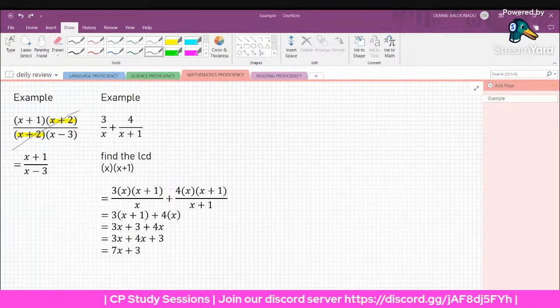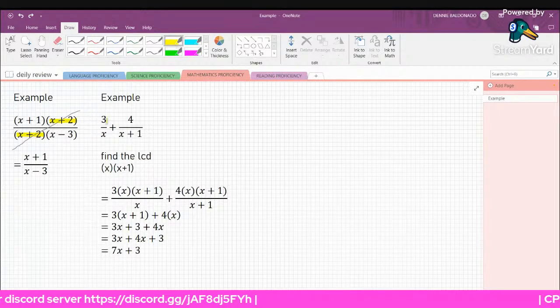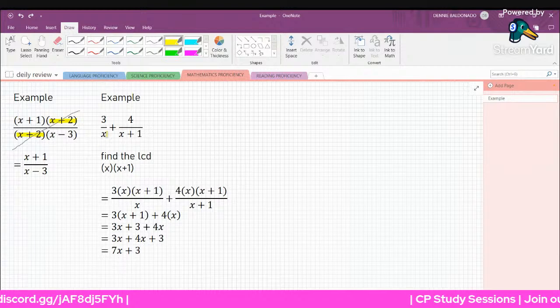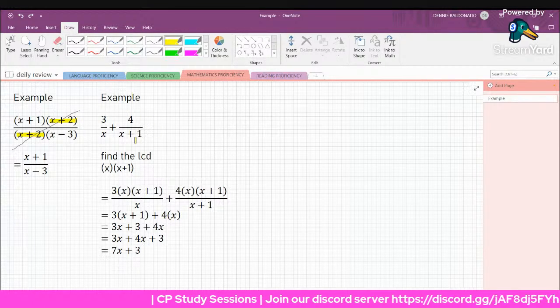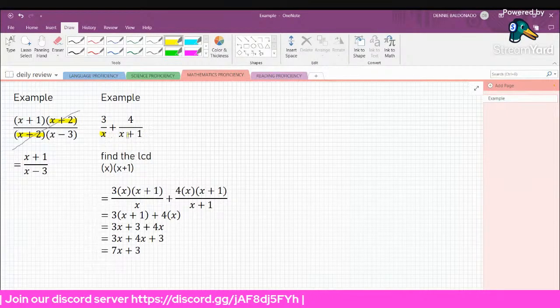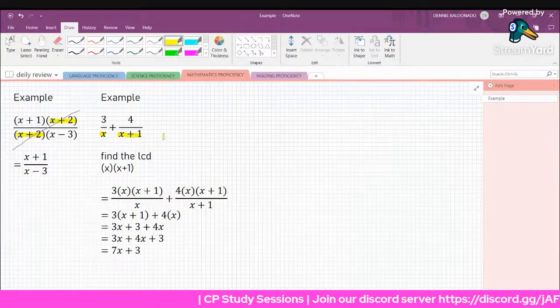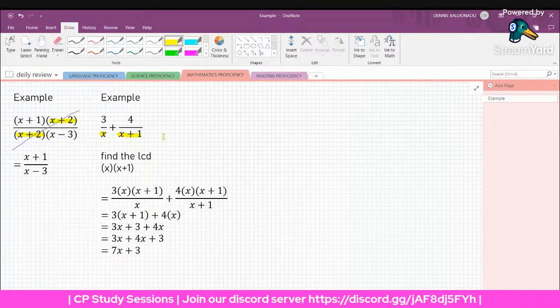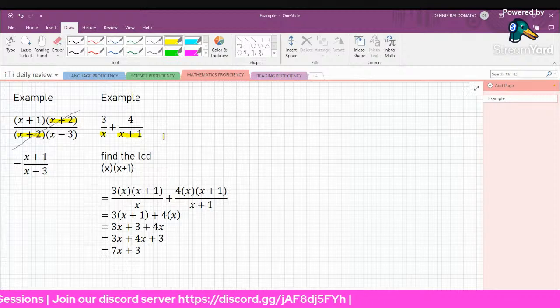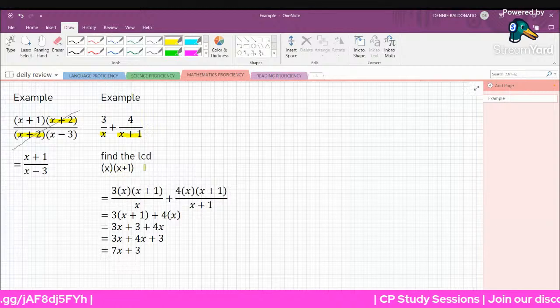So, after nun, proceed na tayo sa last example natin. So, 3 over x plus 4 over (x plus 1). So, mapapansin nyo dito is magkaiba yung denominator natin, x and x plus 1. So, in order to combine the two fractions, kailangan, syempre magkaparehas tayo ng denominator. So, to find the LCD, ang gagawin nyo lang is, x times (x plus 1).